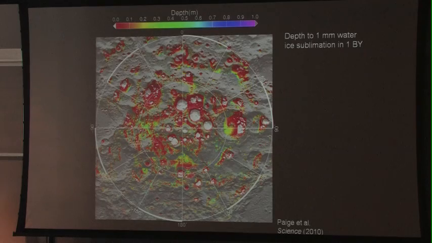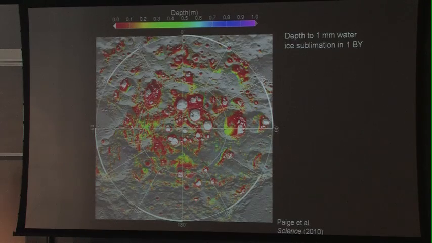Now, we've applied these types of calculations to the thermal state, for instance, of the south polar region of the moon. And this provides a permafrost map, based solely on temperature, of where water ice could be stable in the lunar south polar region. And you see here that the so-called permanently shadowed regions, or PSRs, which are indicated in white here, these are places where you could have thermally stable ice on the surface for billions of years.